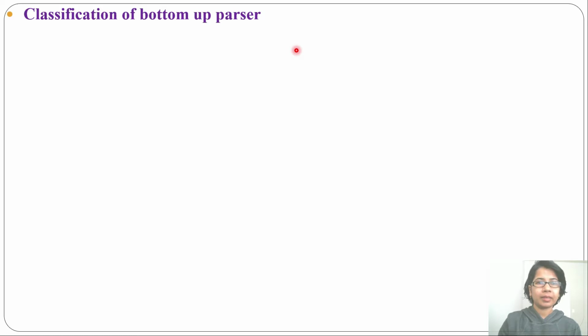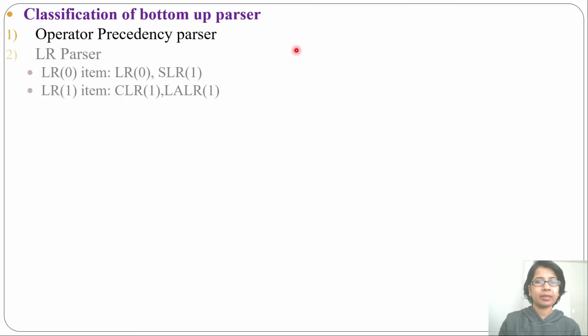Hi, let's discuss classification of bottom-up parser. Mainly bottom-up parser can be divided into two types. One is operator precedence parser, another is LR parser. LR parser is again of two types according to LR0 item and LR1 item. According to LR0 item, it is LR0 and SLR1. According to LR1 item, it is CLR1 and LR1. I will discuss all the parsers in detail.